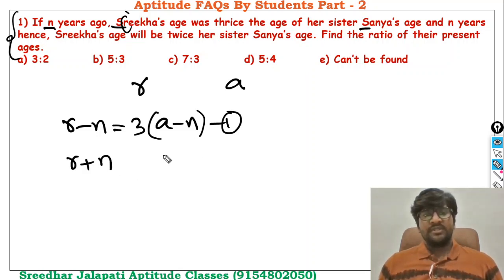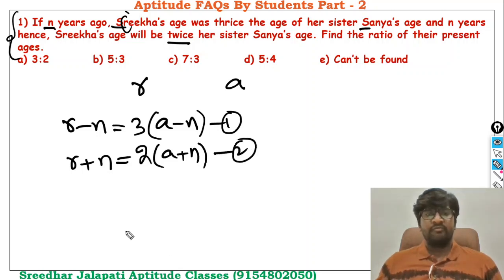Whereas N years hence, Shrikha becomes R plus N, Sanya becomes A plus N. Then after N years, Shrikha will be twice Sanya. So this is equation 2. Now, unfortunately, these are 2 linear equations but in 3 variables, R, A, and N as well. We don't know N as well. Instead of solving for them, in both the equations we do have a common variable called N, and let us try to get the value of N from both equations.